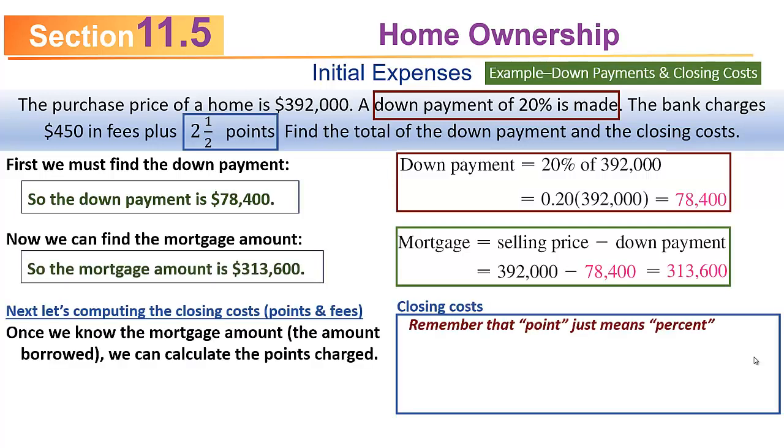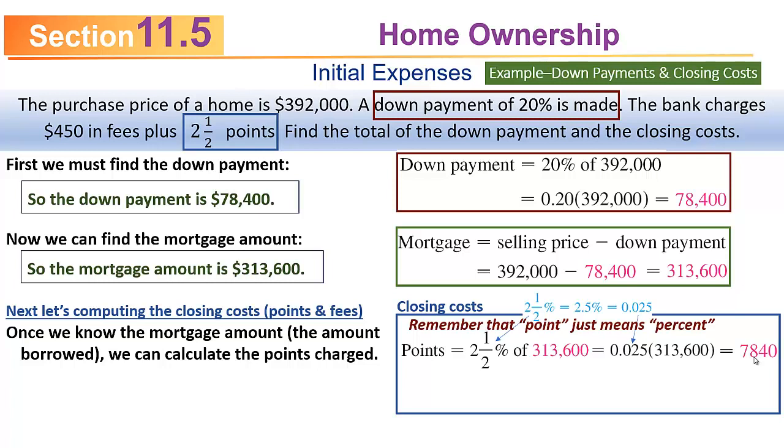And remember, a point just means percent. So we need to take 2.5% of $313,600. If you take 2.5% and change it to a decimal, you get 0.025. Multiplying by $313,600, you find the points are $7,840. The only other closing cost mentioned in the problem is the $450 in fees.